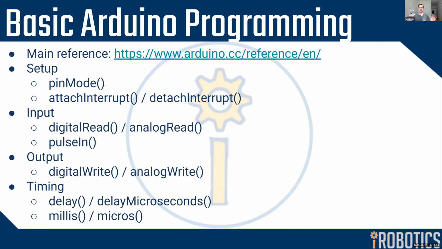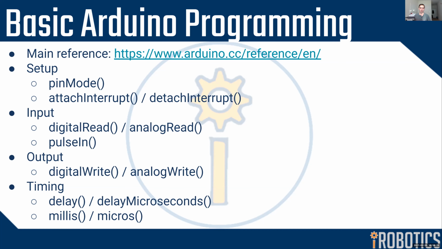Before I continue, all of these functions are described in the reference I just mentioned. There's a whole page about each of these describing what they do and how they work. So if you want more information about any of those, please go there. When you're setting up your robot, you can tell what pins you want to be inputs, outputs, and whether you want them pulled up to logic high or pulled down to logic low.